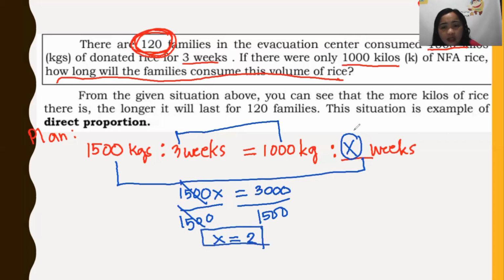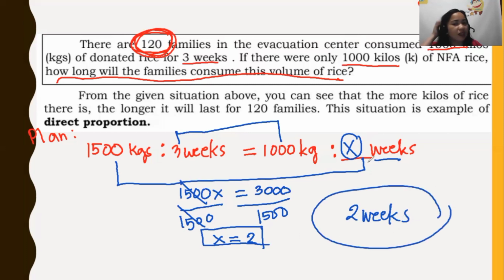So, anong nawawala natin dito? Weeks. Therefore, the family will consume 1,000 kilograms of rice in 2 weeks. So, this is the answer. So, bakit naging 2 weeks na lang siya? Kasi bumaba yung kilo ng rice eh. Kumbaga, umunti yung kilo ng rice, uunti din yung time na mako-consume ito. So this is an example of direct proportion. So this is the answer for this problem.